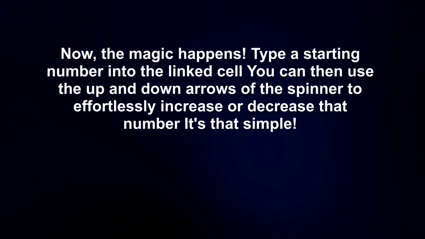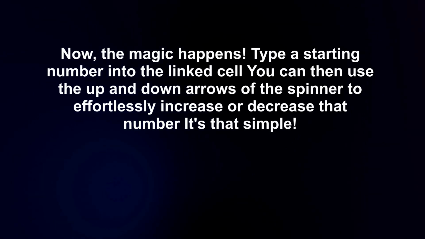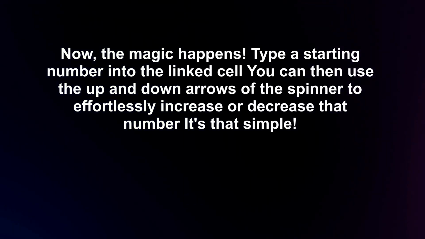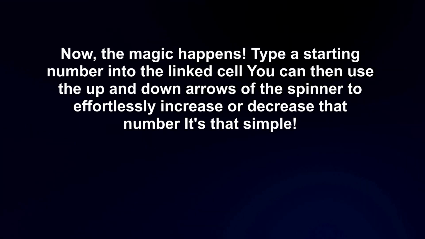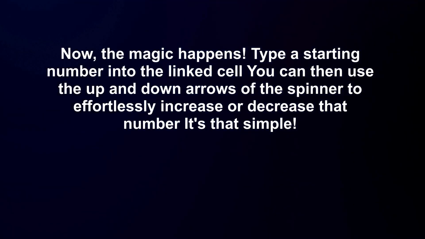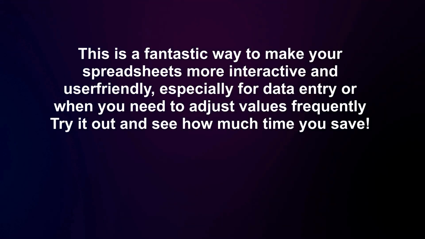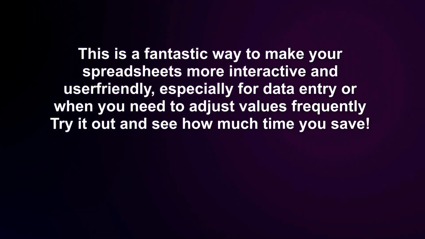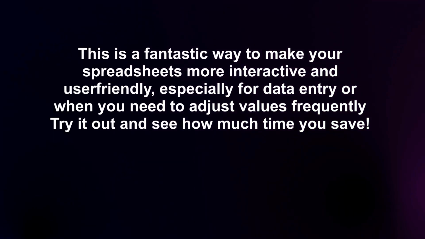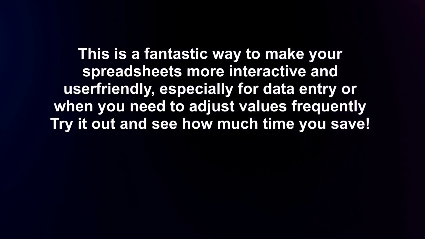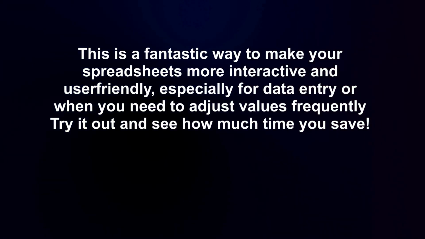Now, the magic happens. Type a starting number into the linked cell. You can then use the up and down arrows of the spinner to effortlessly increase or decrease that number. It's that simple. This is a fantastic way to make your spreadsheets more interactive and user-friendly, especially for data entry or when you need to adjust values frequently. Try it out and see how much time you save.